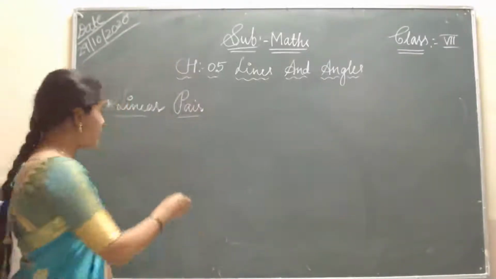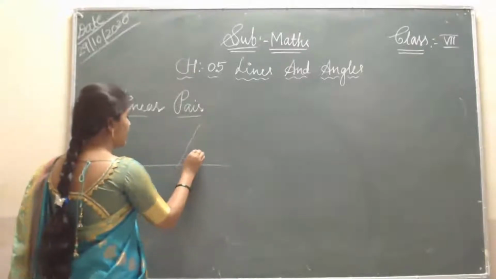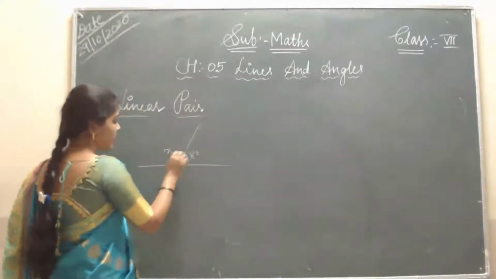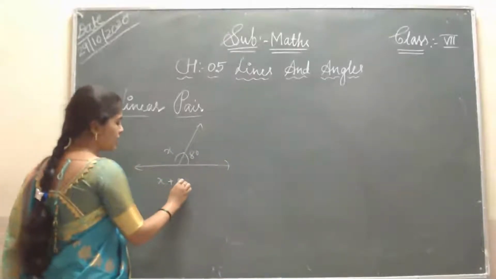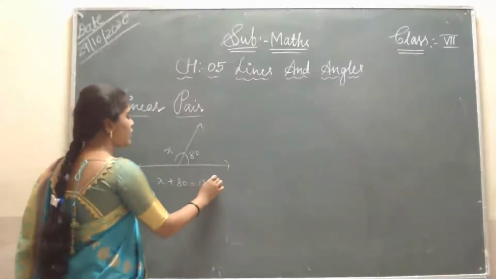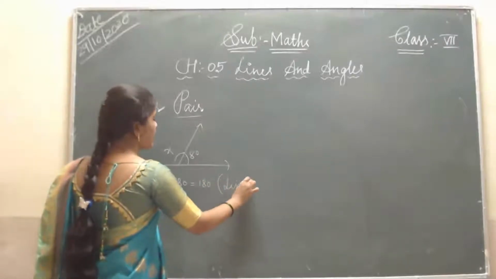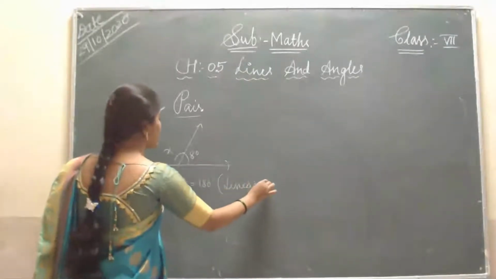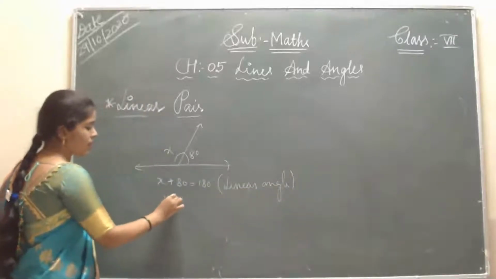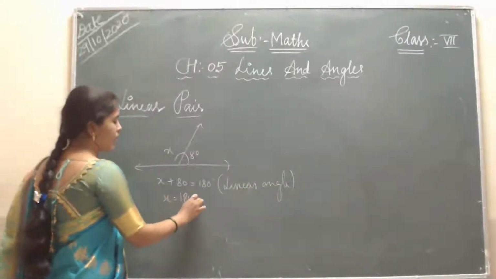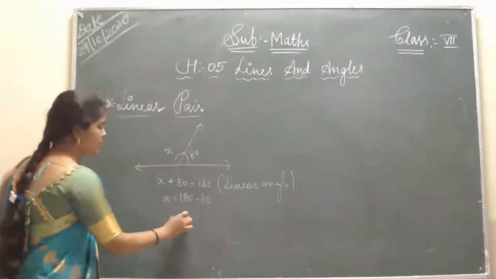For example, take this one. Here, one angle is 80 and the other angle is x. So x plus 80 is equal to 180 degrees, because here it is a linear pair. Linear pair means the sum of the angles is 180 degrees. So we have to find the x value. x is equal to 180 minus 80. 180 minus 80 is 100.